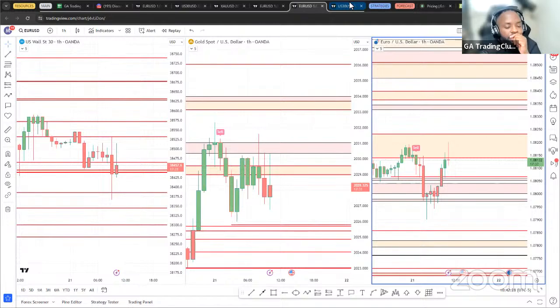Man, what was the hourly? The hourly was based off of test rejection. 28.5.